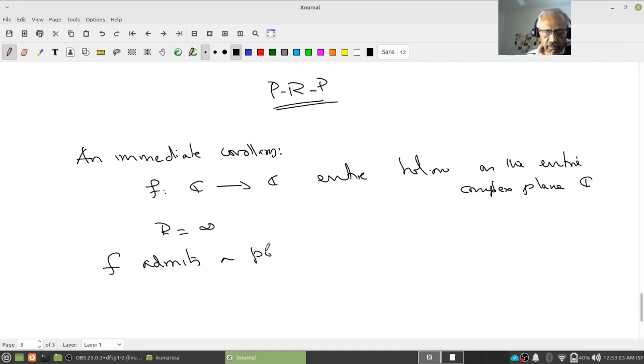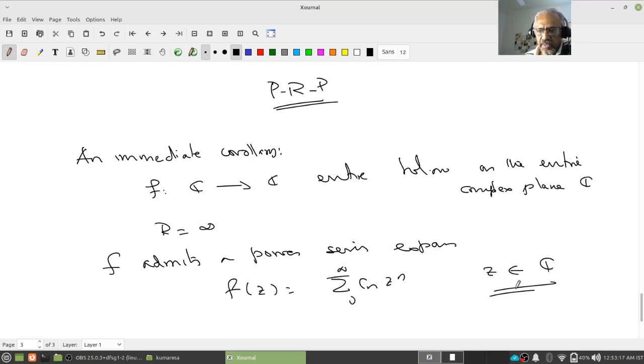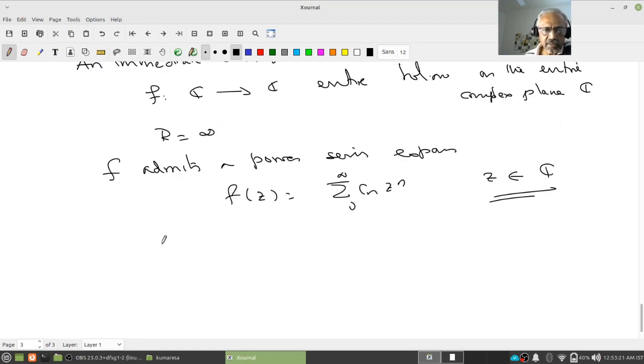F admits a power series expansion F of Z equal to the sum of C n Z power n, and for every Z in C, that is the entire domain of F. Okay, a power series expansion which is valid on the domain of F, which is namely C. You understand that?